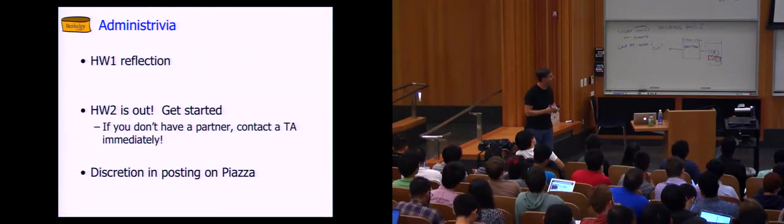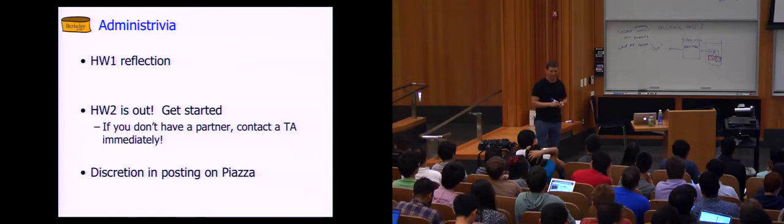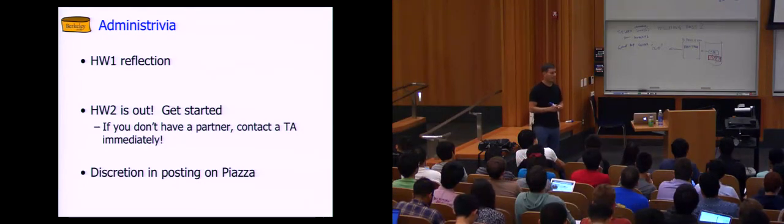If you don't have a partner for homework 2, you have to get in touch with the TA prontissimo. All right, you're supposed to have a partner by now. We might be a little bit lenient, but it's time. If you call us the day before it's due and say, you know what, I didn't do the partner thing, that's bad. Okay, that could hurt you.